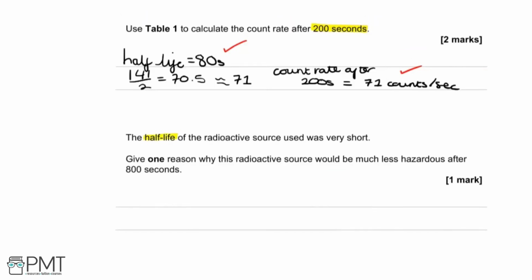The half-life of the radioactive source used was very short. Give 1 reason why this radioactive source would be much less hazardous after 800 seconds. So if the half-life is very short, after 800 seconds that's going to be many half-lives. This means that the count rate will have decreased many times, so it's going to be much smaller than it was before. It's going to be much less hazardous because only a very small amount of radiation would be emitted.